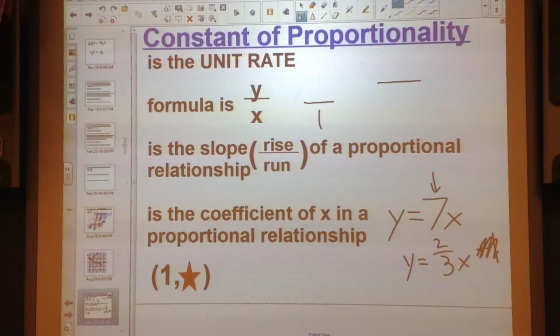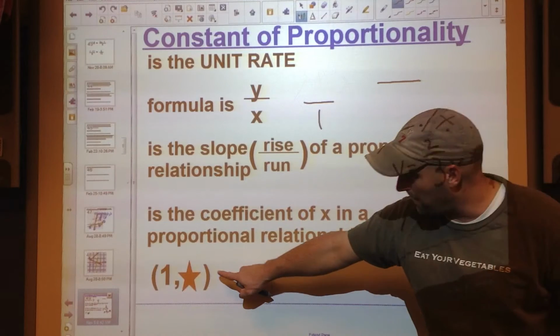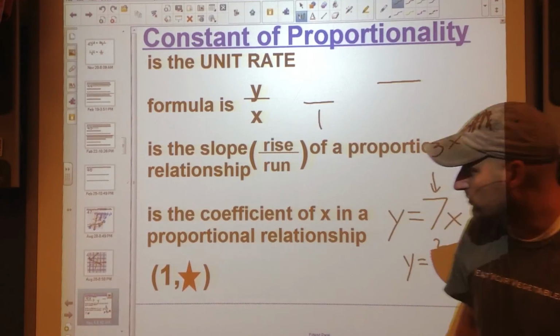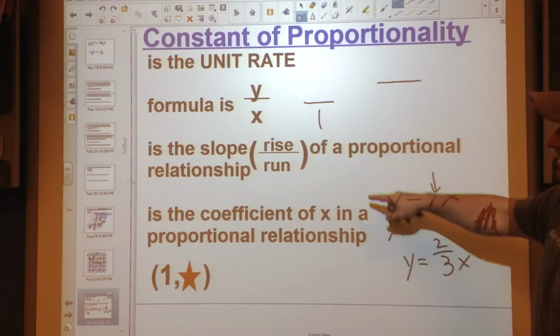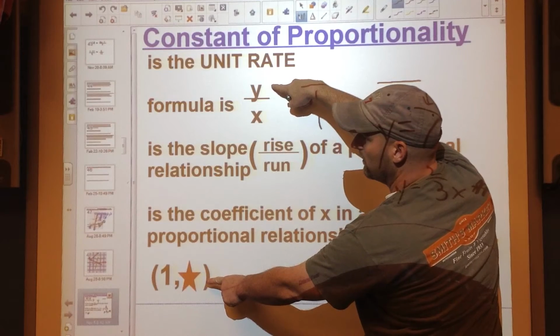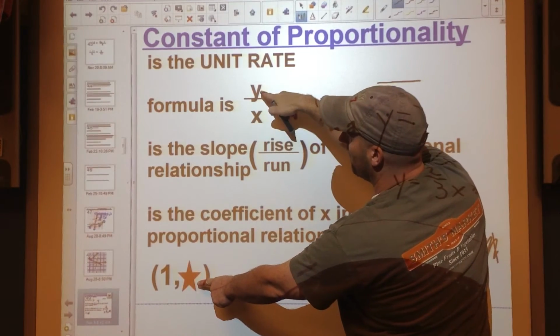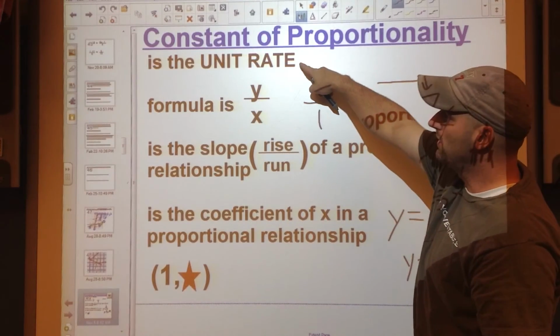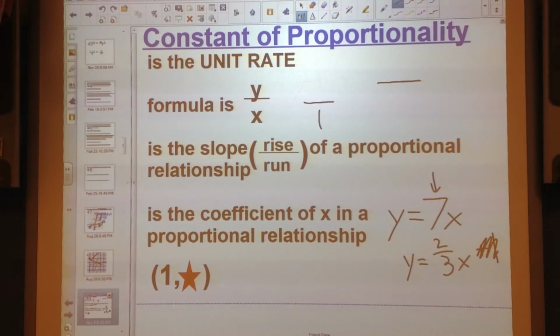And the last place that we're going to be looking at that constant of proportionality is if we happen to have an ordered pair with 1 as the beginning, then guess what that star is? That is your constant of proportionality, because if we go back to this y over x, think about that. That would make that star be right where the y is, and x would be 1, and isn't that the unit rate, which is our constant of proportionality?